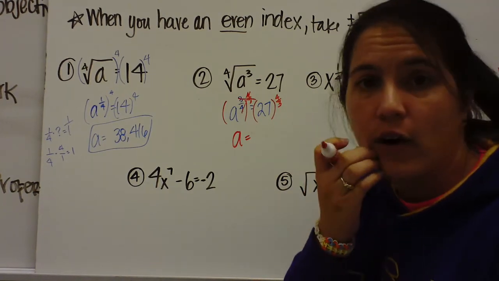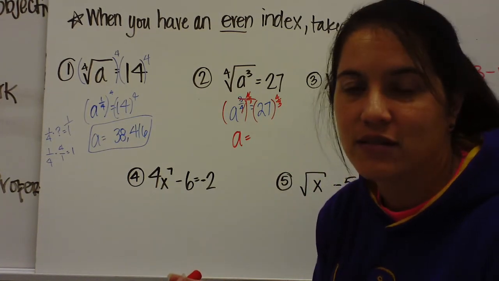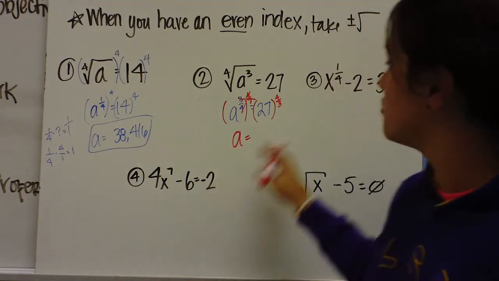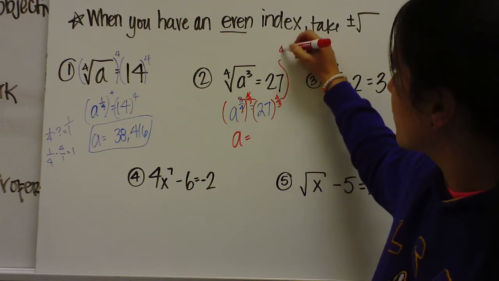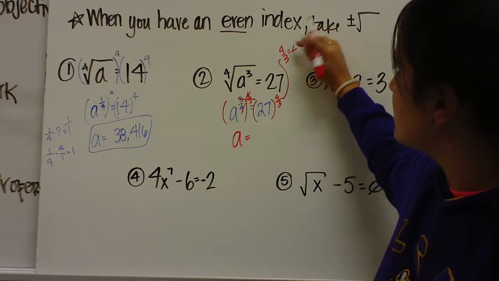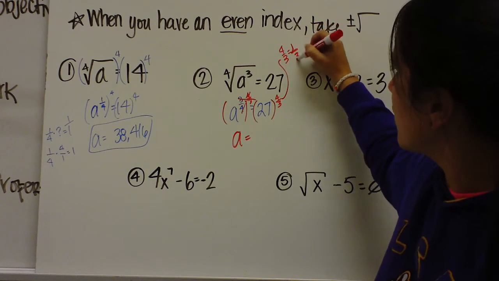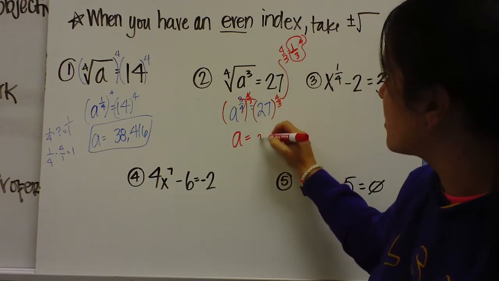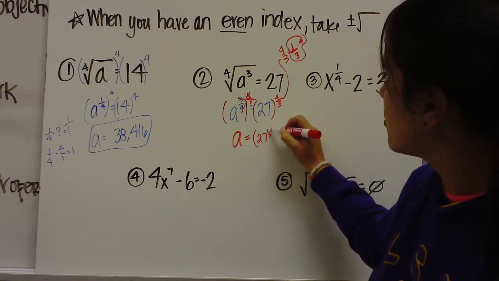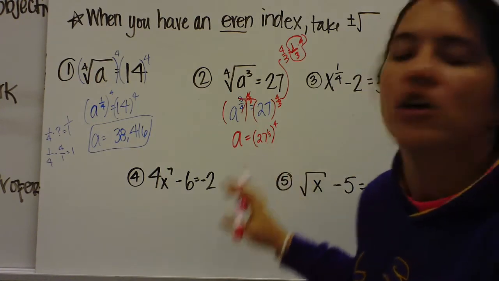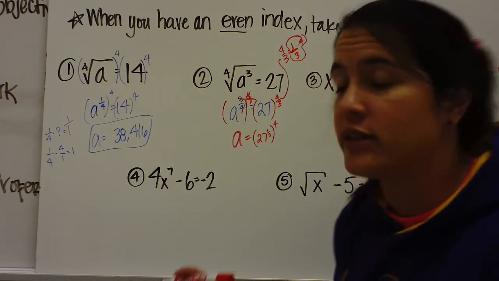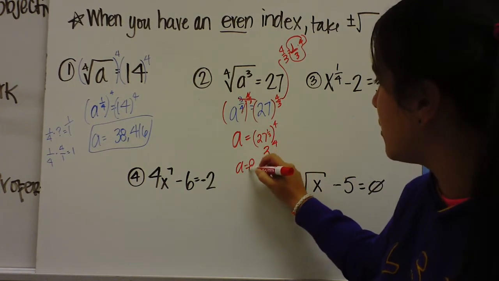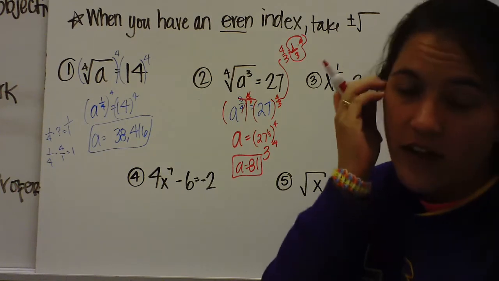27 to the 4/3 power. If you have a calculator, by all means, type it out in your calculator. But if not, this is when we go back to what I just showed you. 4/3 can be written as 1/3 times 4. So if we use that information, I know it's going to be 27 to the 1/3 power raised to the 4th. 27 to the 1/3 power, that's the cube root of 27, which is 3. And 3 to the fourth power is 81. So I know that a has to be 81.